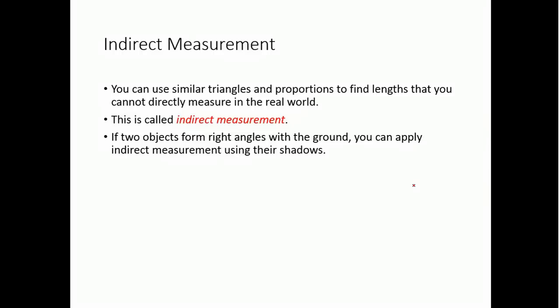Like, I can't measure how tall the Empire State Building is with my measuring stick. That would take forever. So what you can use is what's known as indirect measurement. Basically, if two objects form right angles with the ground, so they're at 90 degrees or standing straight up and down, you can apply indirect measurements using their shadows. Let's take a look at what this looks like.